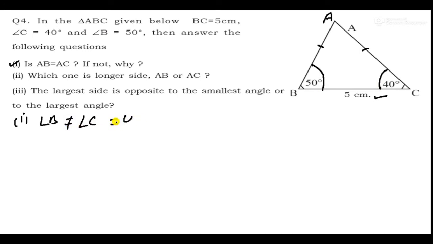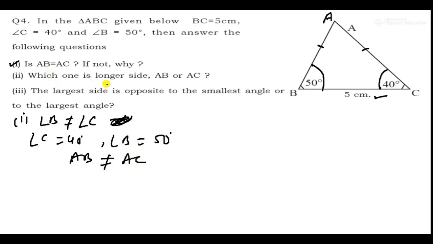Why is it not equal? Because angle C is 40 degrees and angle B is given as 50 degrees. So both are not equal, so sides are not equal. That means AB is not equal to AC.